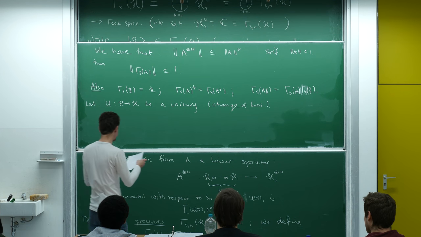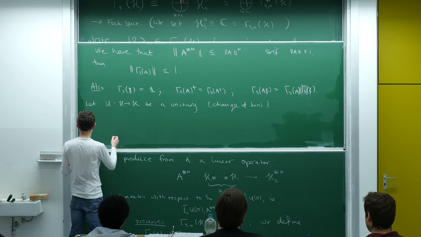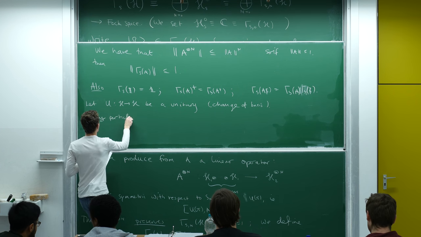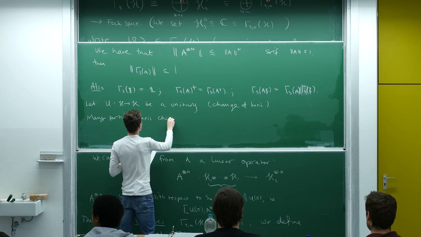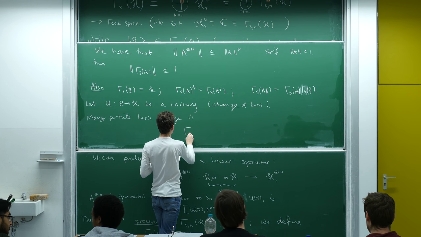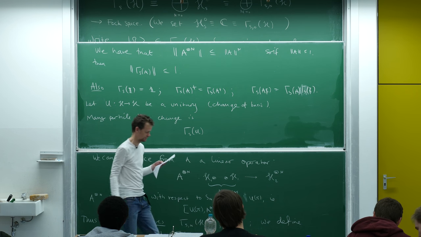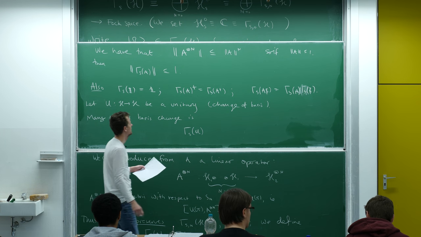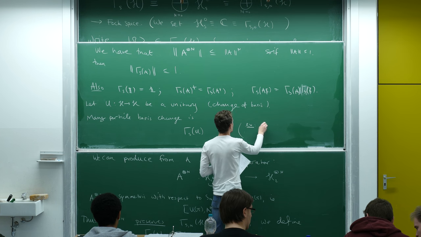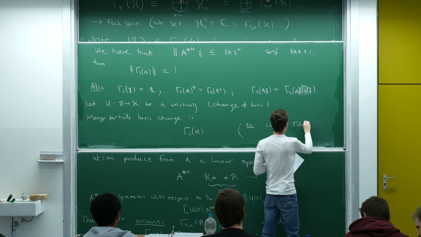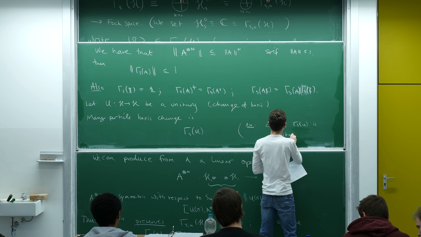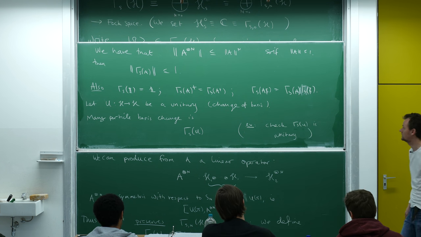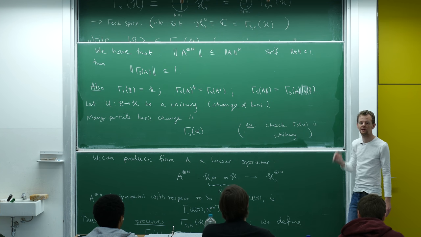That's how it works. That's how we represent the many particle change of basis. And you can check that that's unitary very quickly. It's not given that it's unitary if U is, but gamma S of U is unitary. You just have to look at these three things here and then you'll know the answer.